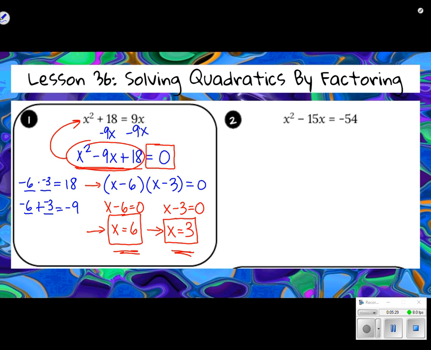So, number 2, does it equal 0? No. What are we going to move? The negative 54. How are we going to move it? Add 54 to both sides.